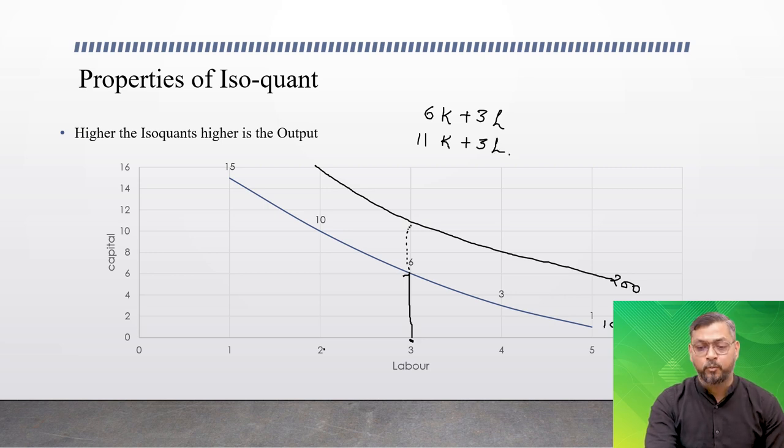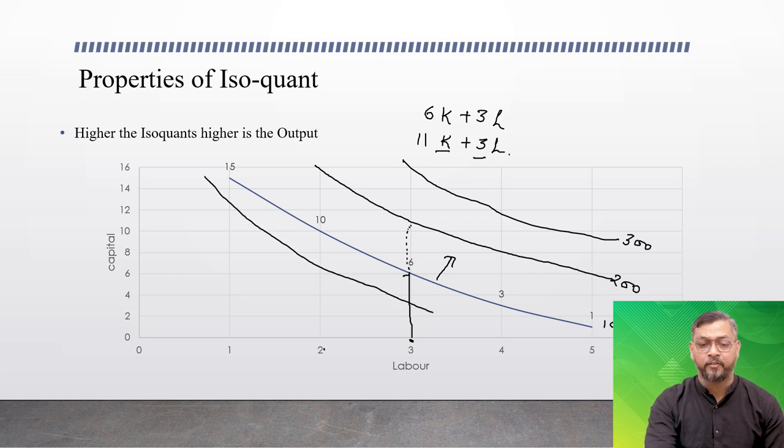As we move upwards, the number of units of capital is increasing and the labor is constant. Since the factors of production have increased, the output is bound to increase. So as we go away from the origin, that is, the higher the isoquant, the higher the output. And the isoquants nearer to the origin will have a lesser amount of output. So this isoquant, let's name it A, will have the least output, then B, then C, then D, and the highest output is achieved via the isoquant named E.